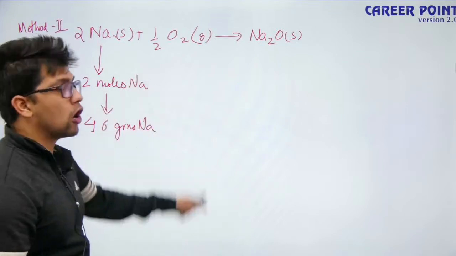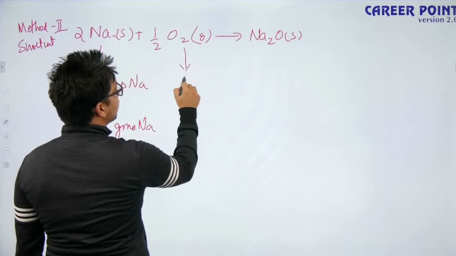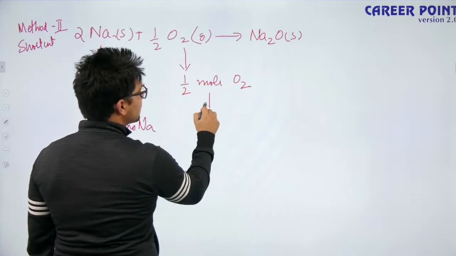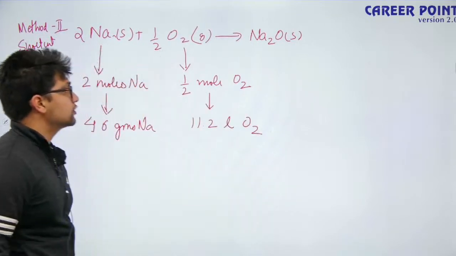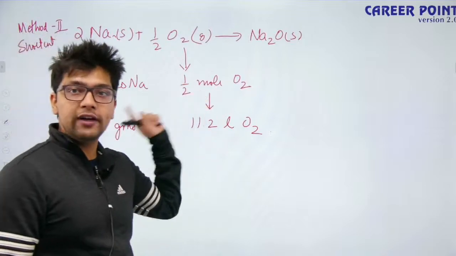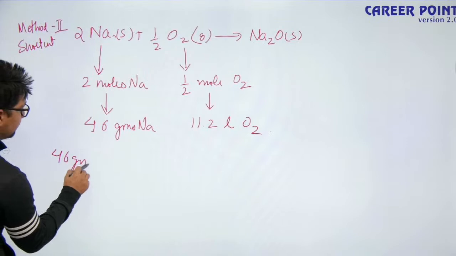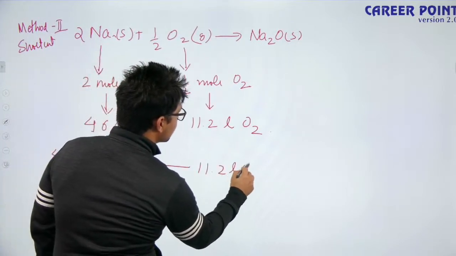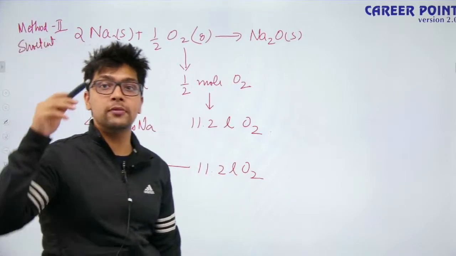And in case of oxygen, I will deal with volume. So how many moles of oxygen do I have? I have half moles oxygen, which means I have 11.2 liters oxygen. Now simply what I know from the unitary method is that 46 grams sodium is reacting with 11.2 liters oxygen. Yes, this is what I can infer from this reaction.